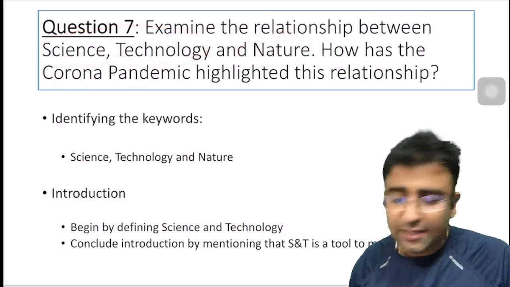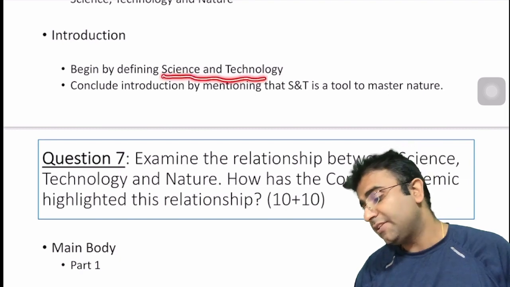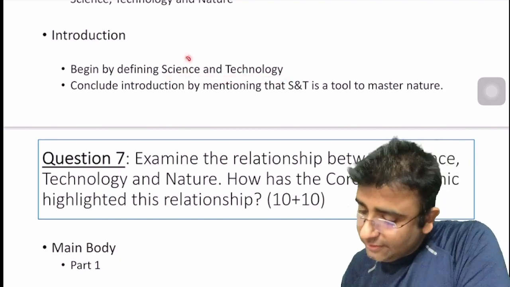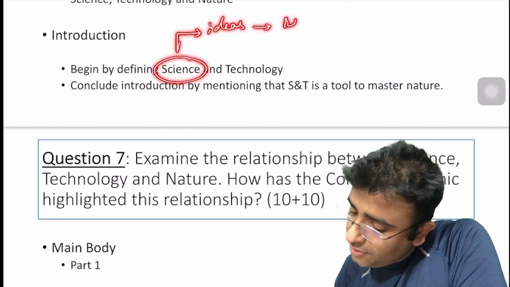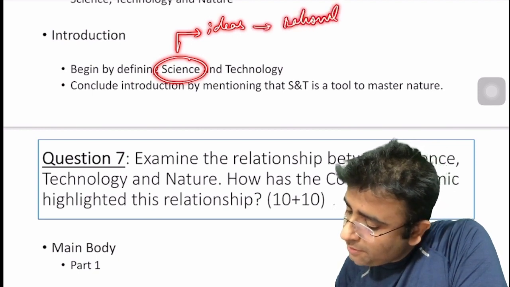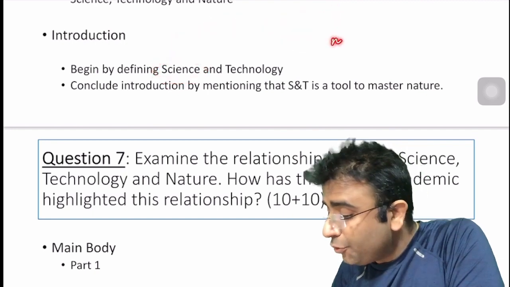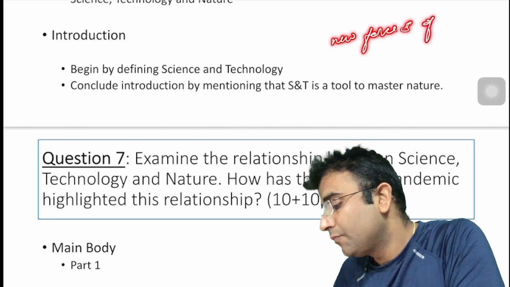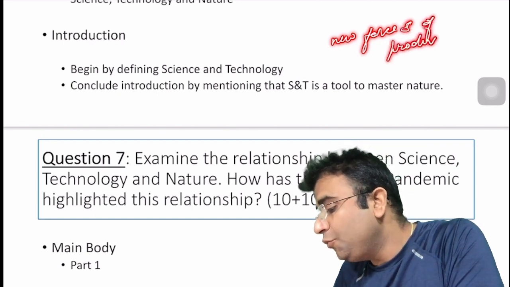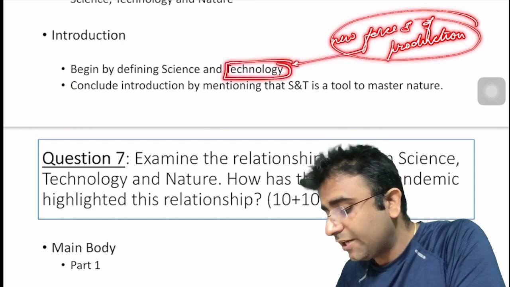So, how can you do that? You can do that by beginning with the definition of science and technology. You can say that science is a body of ideas which are rational in nature, and by becoming more and more rational, it becomes the basis of new forces of production, and these new forces of production become what is referred to as technology.